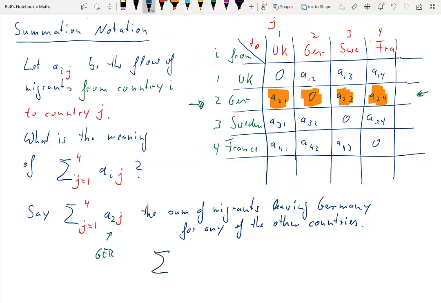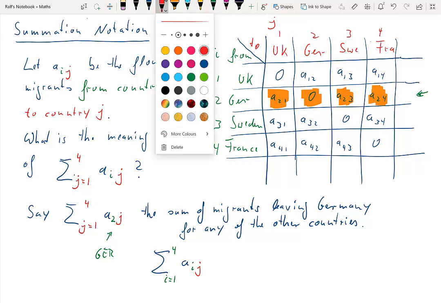Let's look at a second example here, a similar type of sum. We're looking at the sum of A_ij, but now we're summing over the I index. So we're summing from I equals 1 to 4. And you see that J, the red index, doesn't appear in the summation, so that will stay constant.